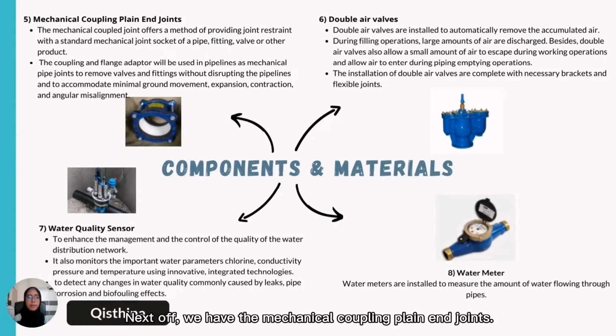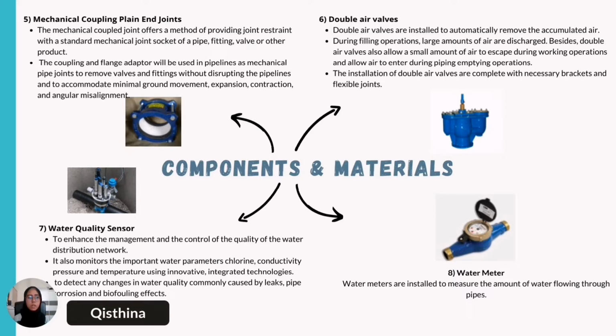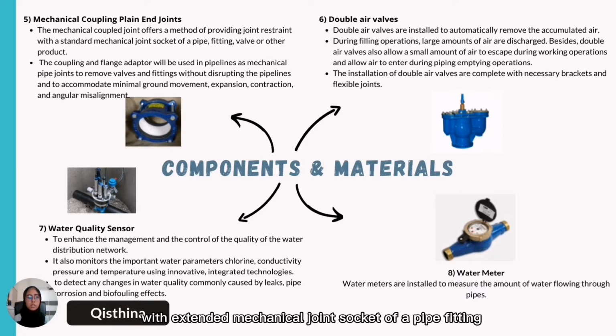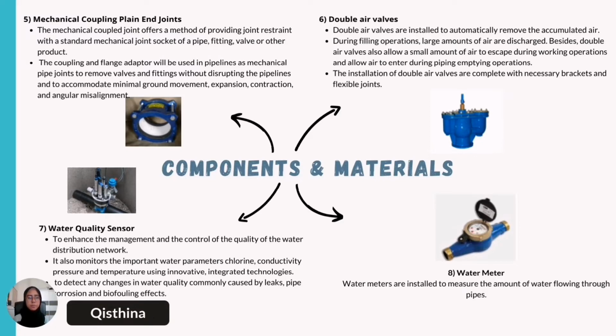Next off, we have the mechanical coupling, flange adapters and joints. This is the type of jointing used to connect the pipeline. It offers a method of providing joint restraint with a standard mechanical joint socket of a pipe, fitting, valve, or other product. The coupling and flange adapter will be used in pipelines as mechanical pipe joints to remove valves and fittings without disrupting the pipeline and to accommodate minimal ground movement, expansion, contraction, and angular misalignment.